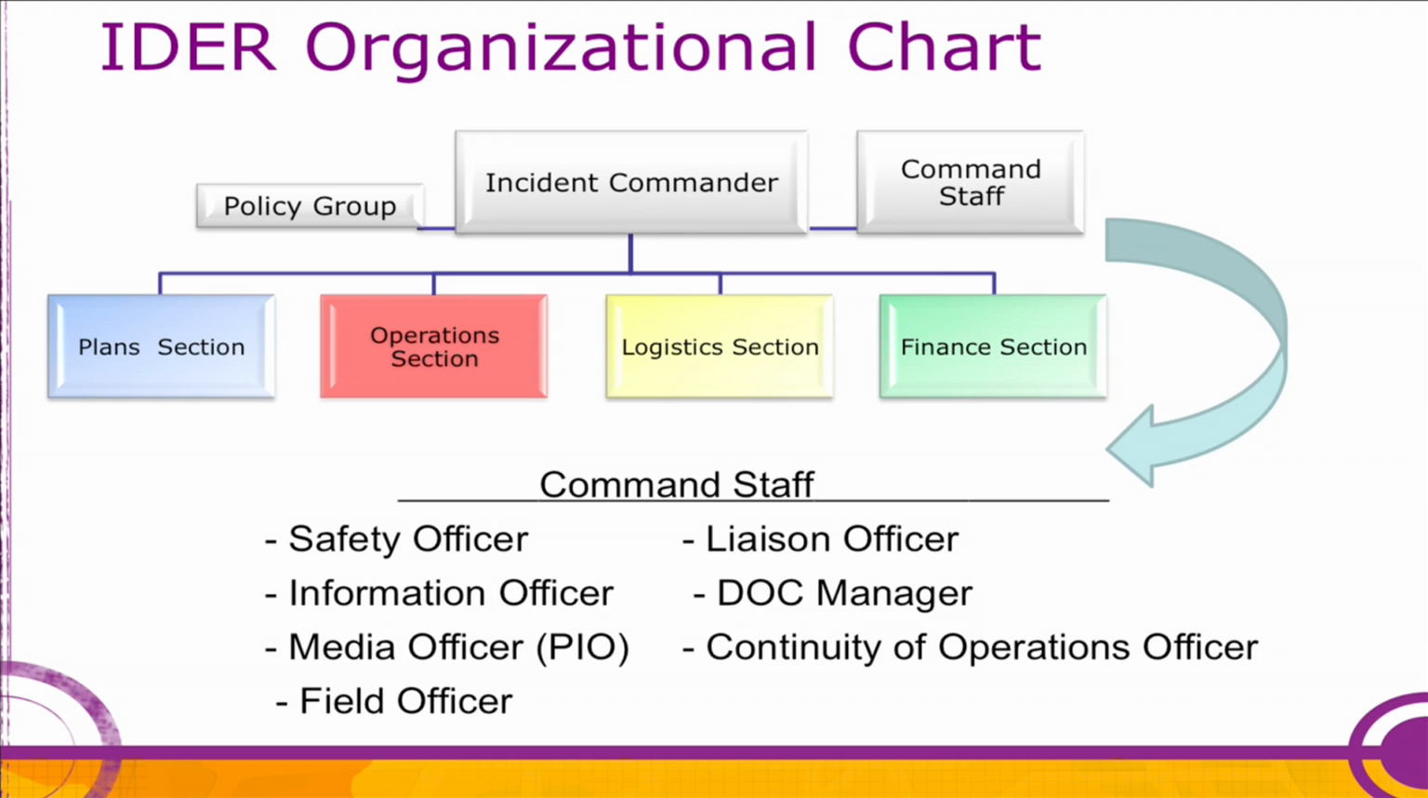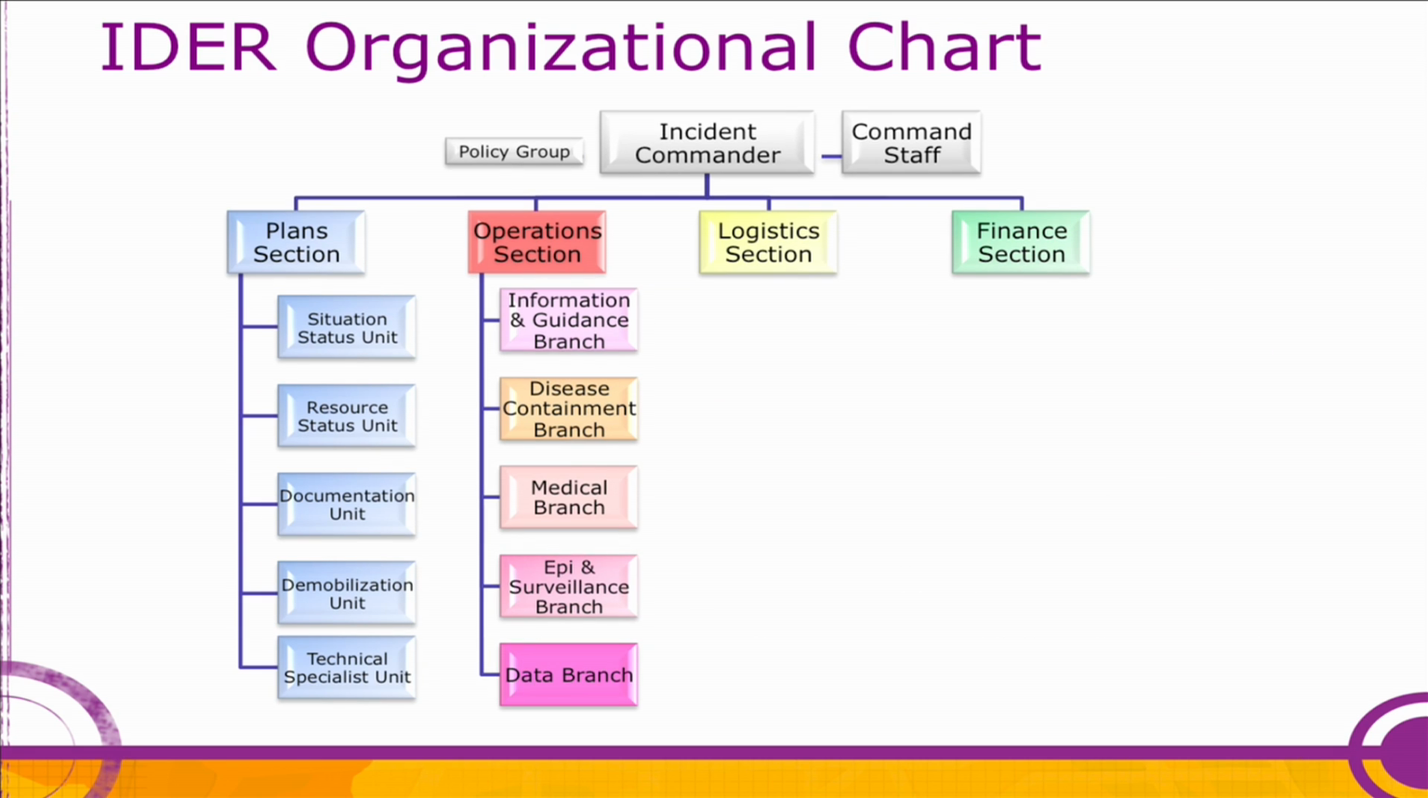At the top of the organizational chart, you'll find the Incident Commander, Command Staff, and Policy Group. These individuals are responsible for the overall management of the infectious disease emergency response. The Plan section in the organizational chart is the section that has the big picture view of the response. They collect information about the emergency, the response, and disseminate it to the other responders.